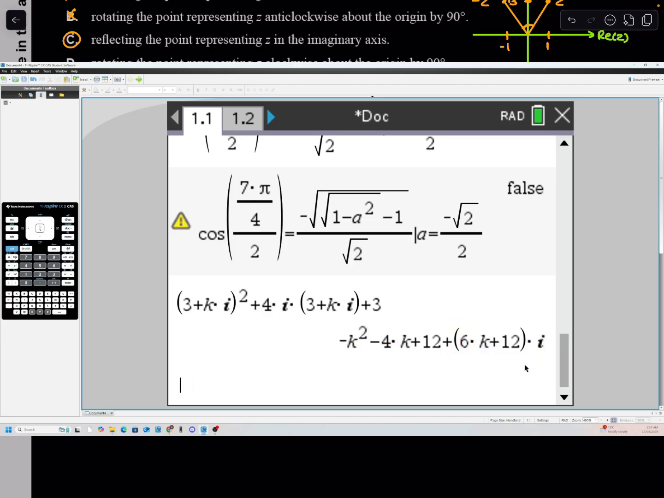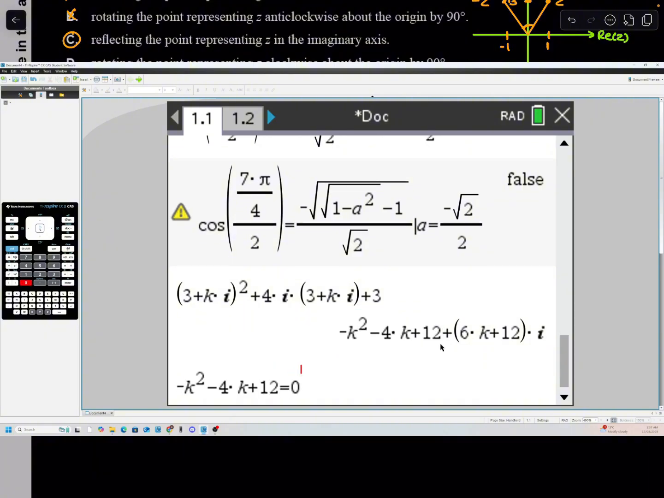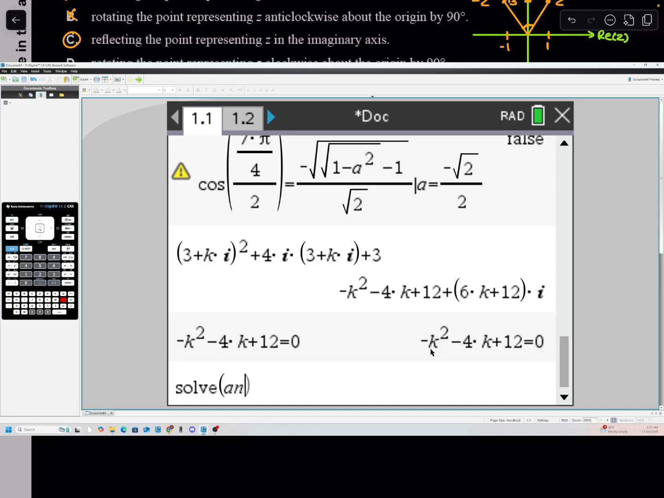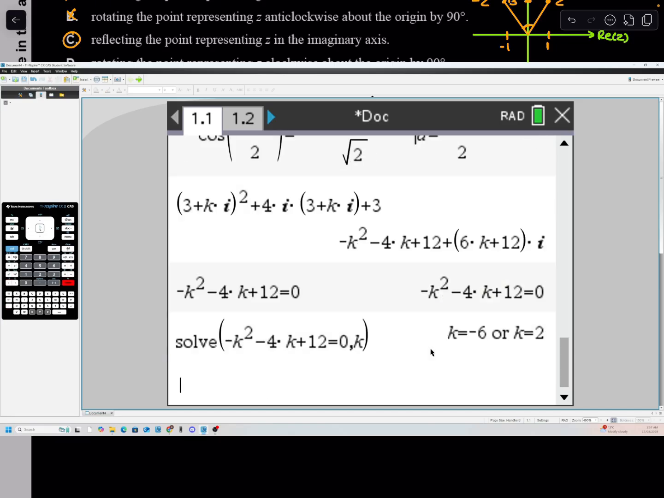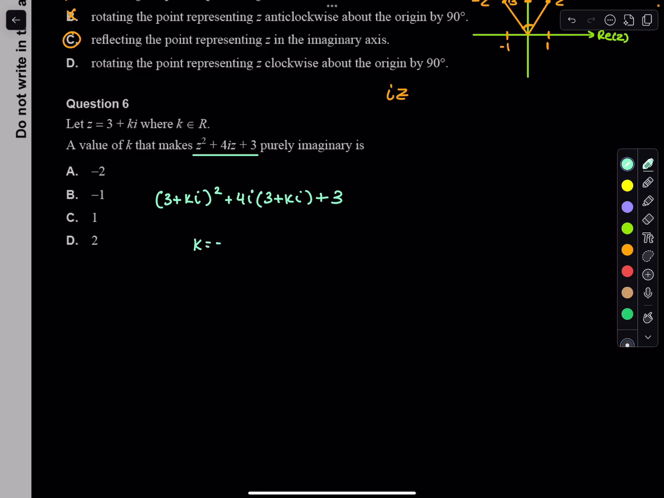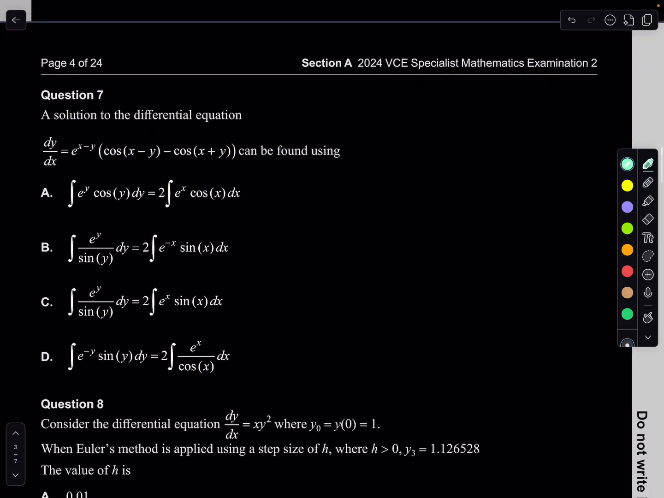Now let's think about it. If we want it to be purely imaginary, we just want the imaginary part to exist, not the real part. So we want the real part to be 0. We want this part to be non-existent, so we solve it when it's equal to 0. And so we can solve for K. These are the K values which make that real part 0, and hence it becomes purely imaginary. So let's write those down. We get K equals -6 and K equals 2, which is, there's no -6 option, so it's just 2, which is 6D. Beautiful.